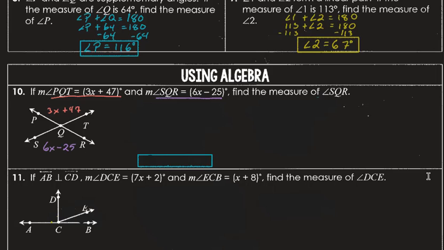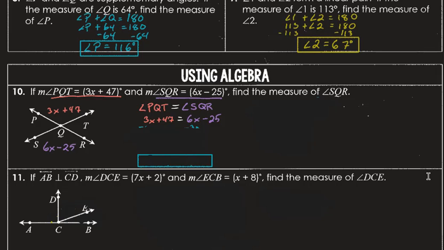Here we have a pair of vertical angles, and we know that vertical angles are congruent. So the measure of PQT is equal to the measure of SQR. Now let's substitute our known expressions. PQT would be 3x plus 47. SQR is 6x minus 25.